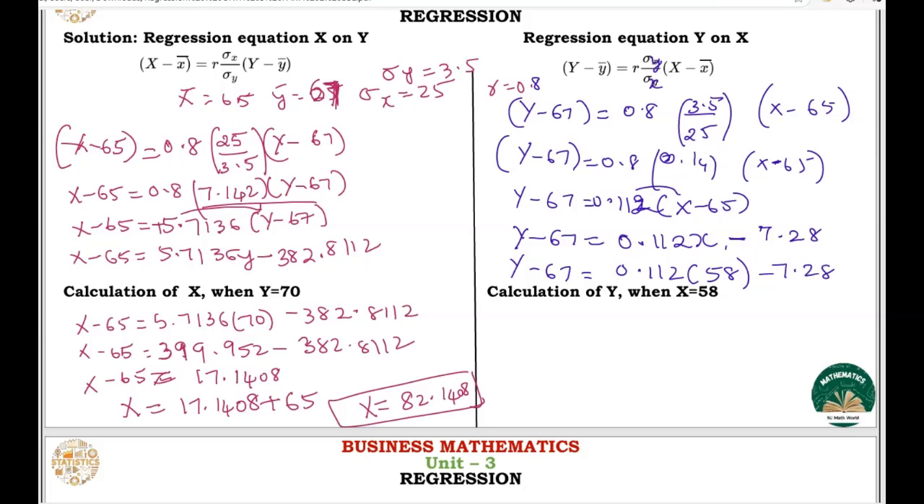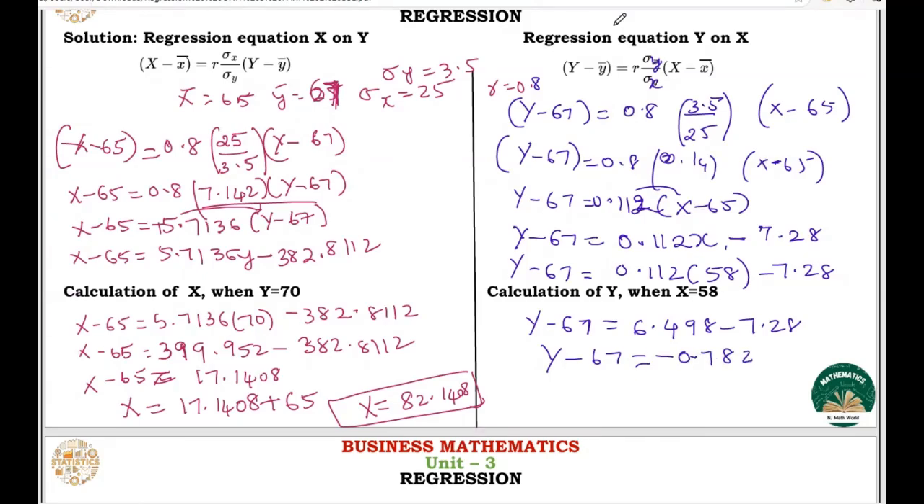So if you multiply 0.112 into 58, we get y minus 67 equals 6.498 minus 7.28. If you subtract these, we get y minus 67 equals minus 0.782.